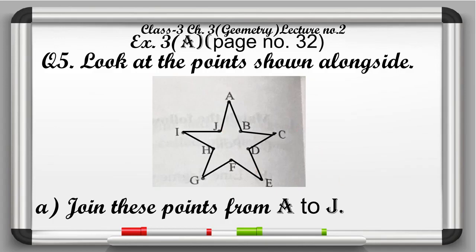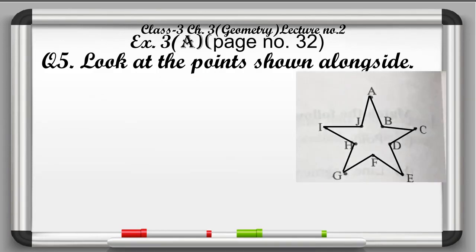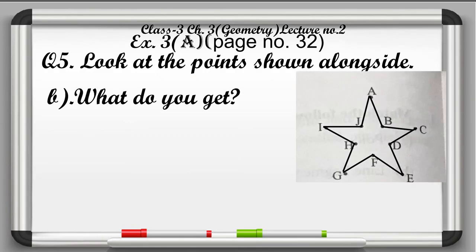So now in B part, it is given, what do you get? So beta, when we join these lines, which shape we get? That is star. So here we will write the answer star, S-T-A-R, star.